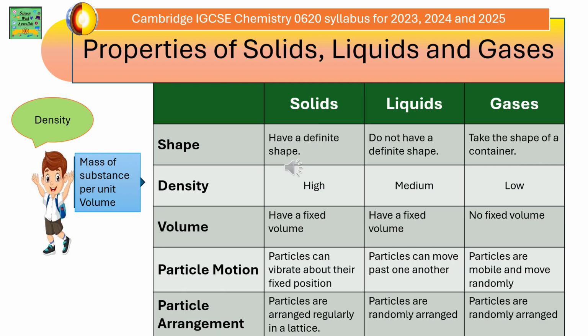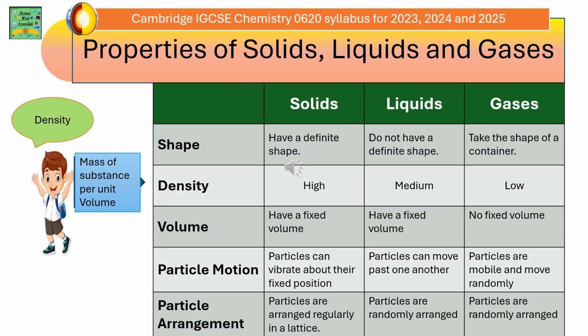Density. Density is nothing but the relationship between the mass of a substance per unit volume. Volume means the space taken up by any object. Solids have a high density, liquids have a medium density, and gases a very low density.